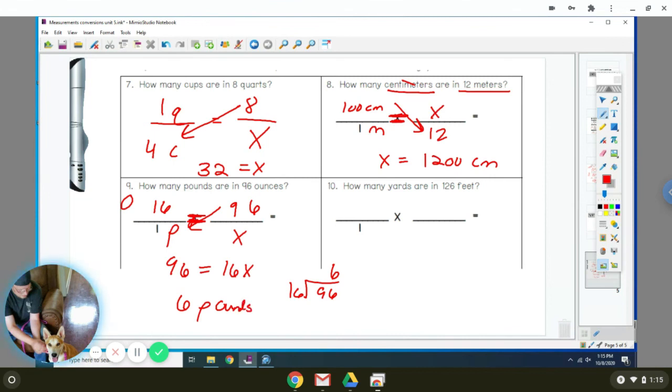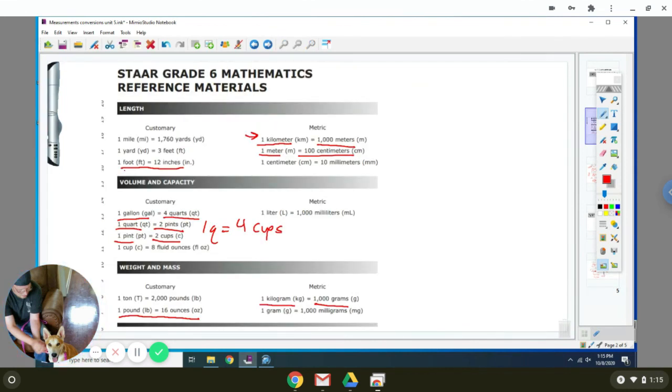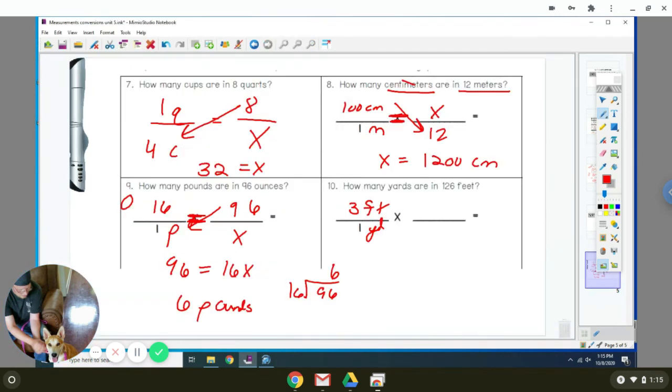Now it says how many yards are in 126 feet. Well, I already know that 1 yard is 3 feet. And again, we can always look it up here where it says 1 yard is 3 feet. So then I'm going to change 126 feet to x amount of yards. So 126 times 1 is just 126. And 3 times x is 3x. So we're going to divide 3 into 126, which comes out to 42. So there are 42 yards in 126 feet.